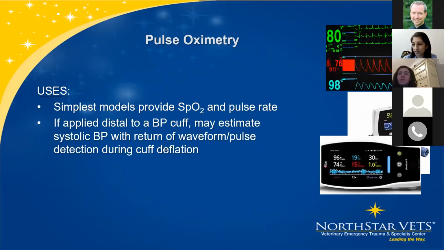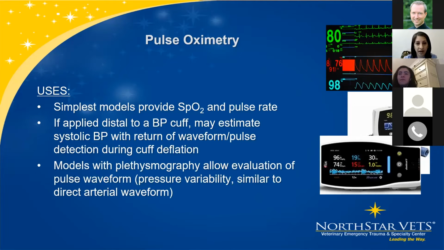It's somewhat similar to a Doppler in that you can estimate a little bit of blood pressure if you decide to put your pulse oximeter onto a distal toe with a blood pressure cuff proximal to it, and then deflate your cuff and watch as that pulse waveform returns. It's kind of crude, but if you have nothing else, then that can give you something in a pinch.